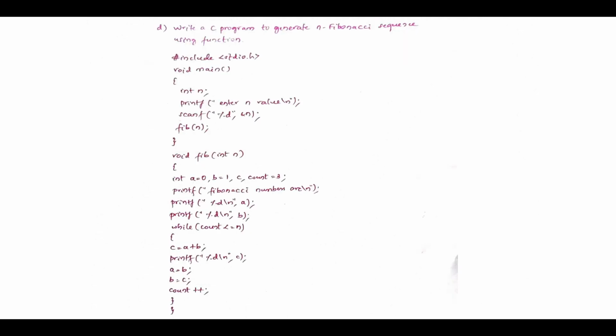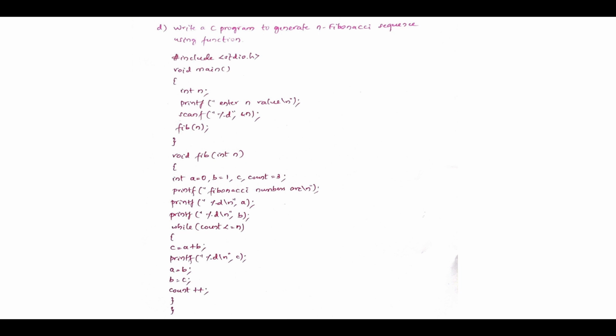And the last question is: write a C program to generate n Fibonacci sequence using a function. We are going to generate the Fibonacci numbers like 0, 1, 1, 2, 3, like that. For that, we have created a fib function, where all of you know that the Fibonacci sequence starts with 0 and 1, and the next number will be the addition of the two previous numbers.